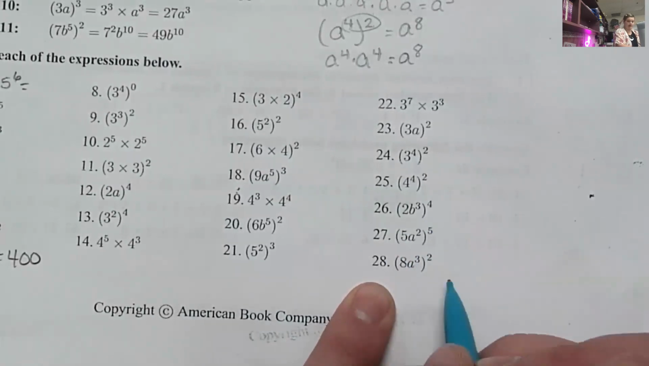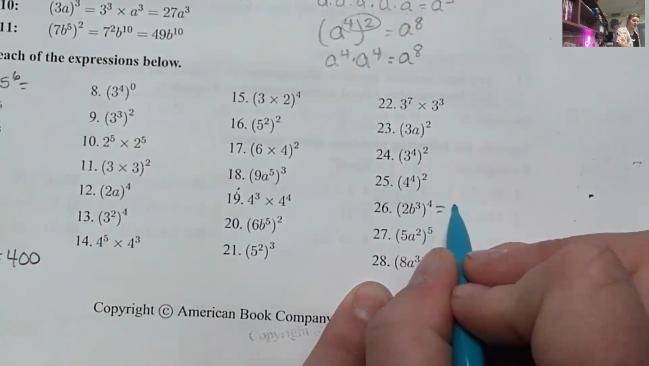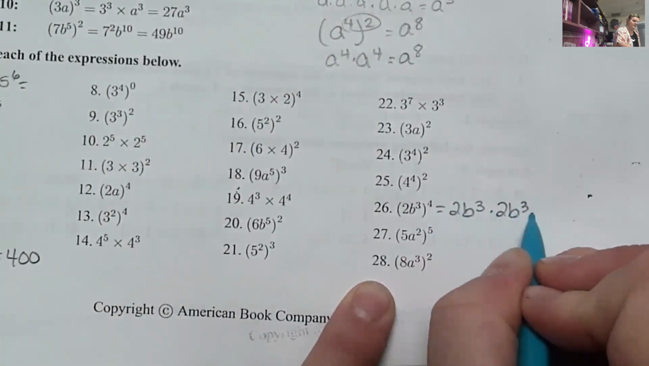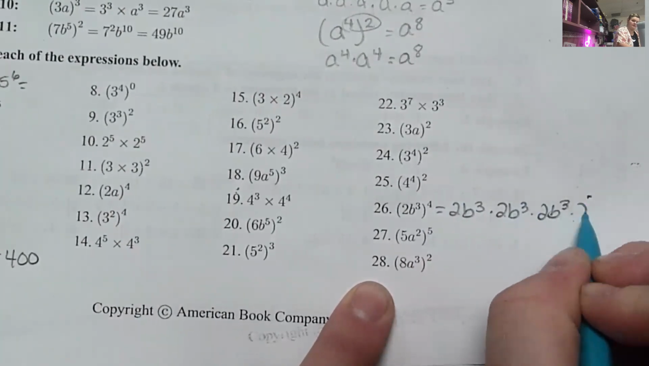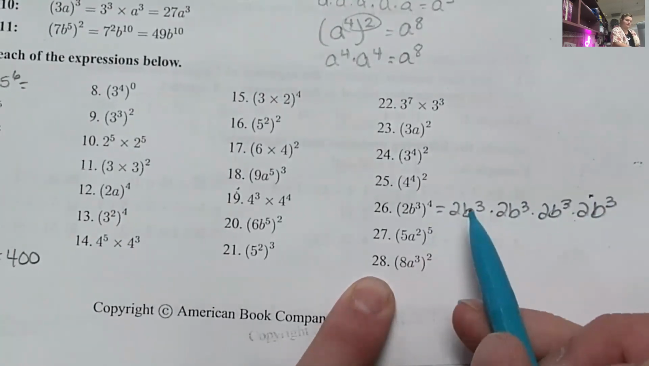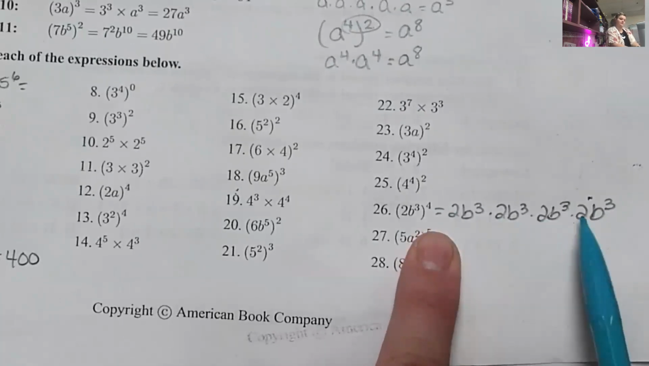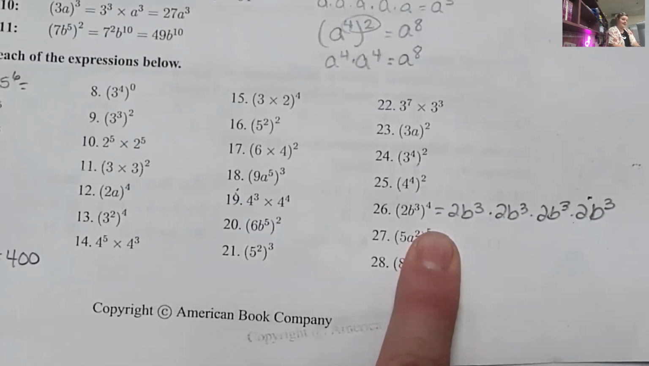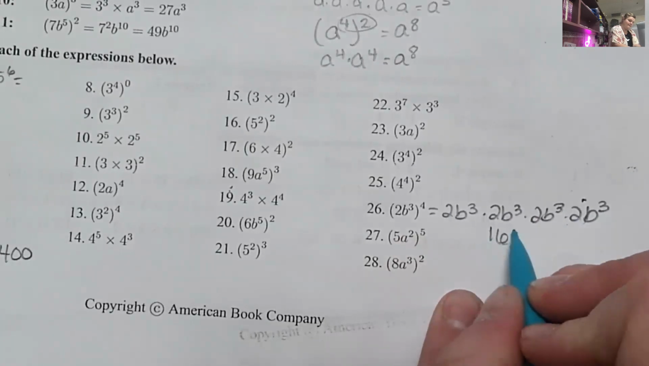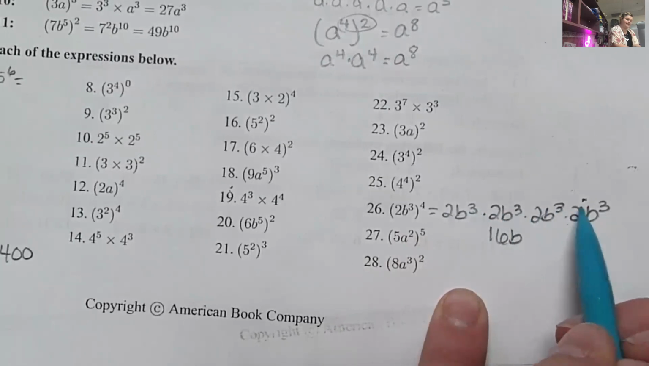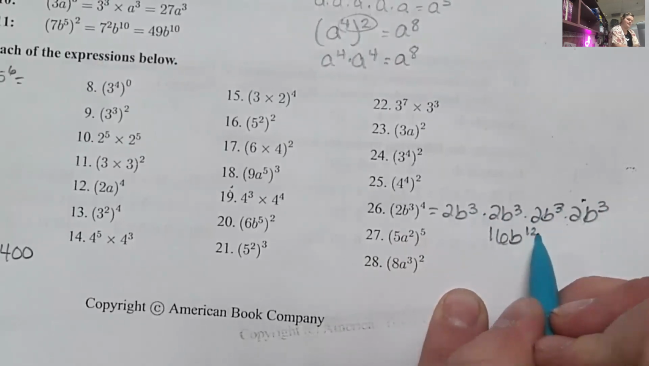Okay, what I want to point out is when you get over here and you're raising it to that power, now you could rewrite it. You could, but that would be a lot of work. This is 2b to the 3rd times 2b to the 3rd times 2b to the 3rd times 2b to the 3rd, right? Because it's the 4th power, so it's doing it 4 times. Well, if you look here, 2 times 2 times 2 times 2 is actually 16. And how many b's do I have? 3, 6, 9, 12. So b to the 12.